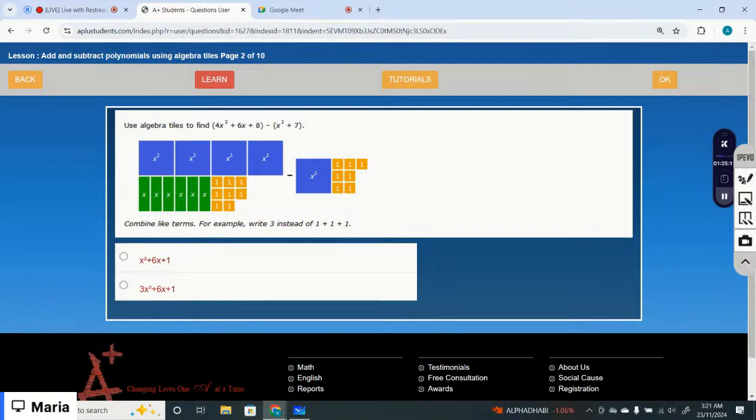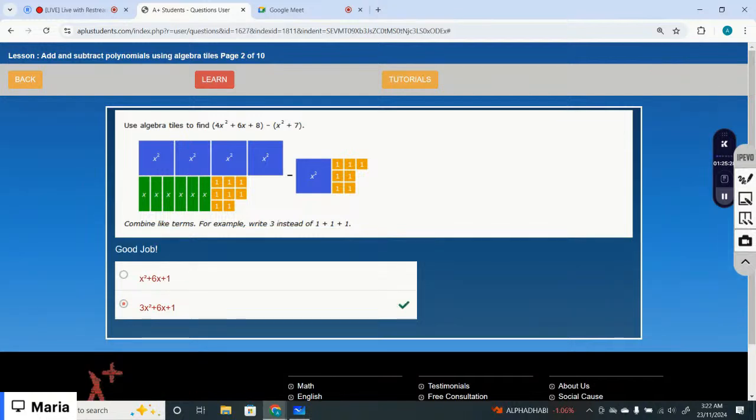The correct option is 3x square plus 6x plus 1. Option number 2 is the correct option, right? That is option number 2. 3x square plus 6x plus 1. Option number 2 is the correct option.